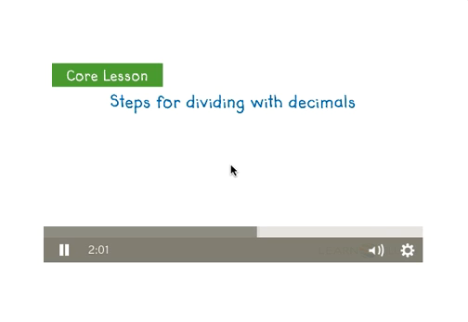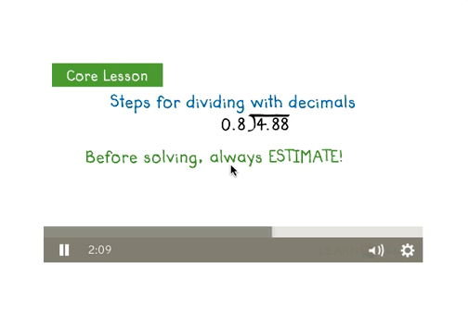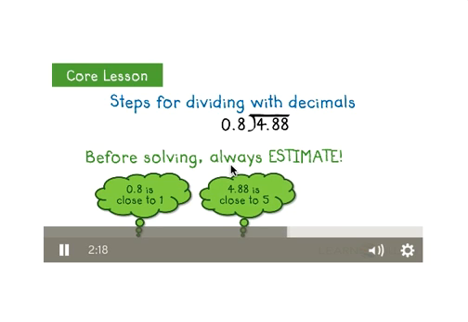Let's get into the steps for dividing with decimals. Here we have an example of 8/10 divided into 4 88/100ths. Before we can actually solve this problem, we should always estimate to make sure that we're in the right ballpark. We know that 8/10 is close to 1, and that 4 88/100ths is close to 5, and that 1 goes into 5 times, so our answer should be somewhere around 5.